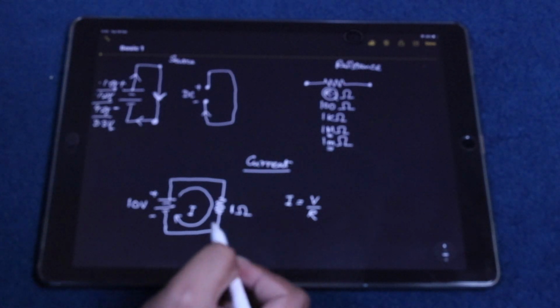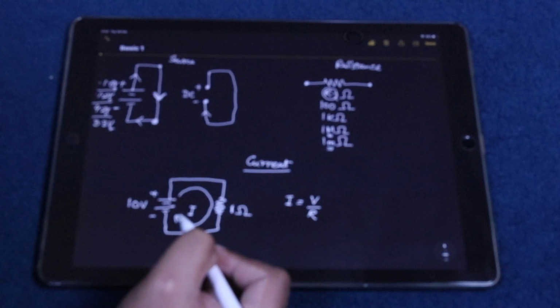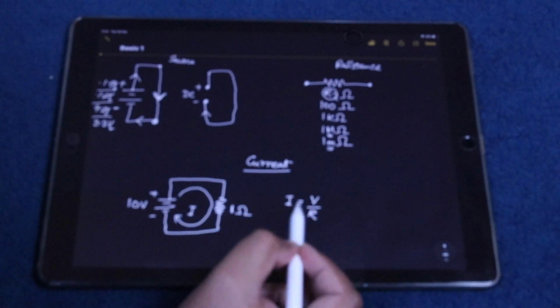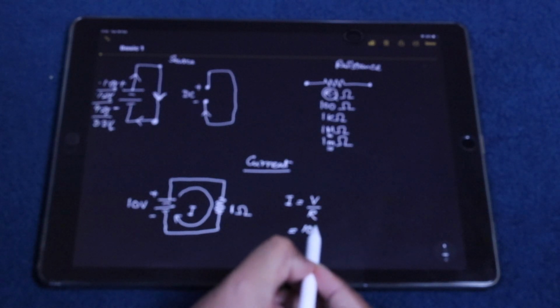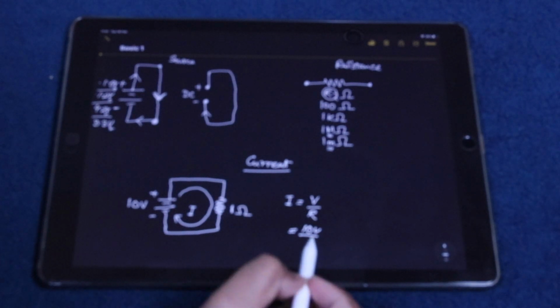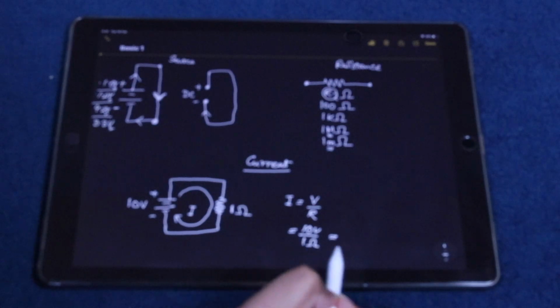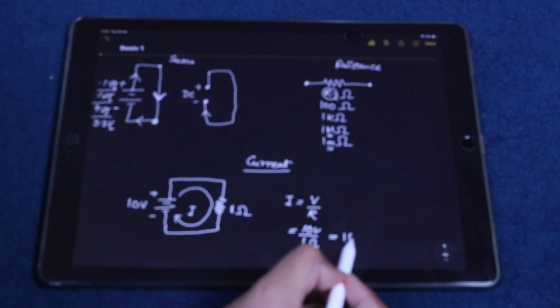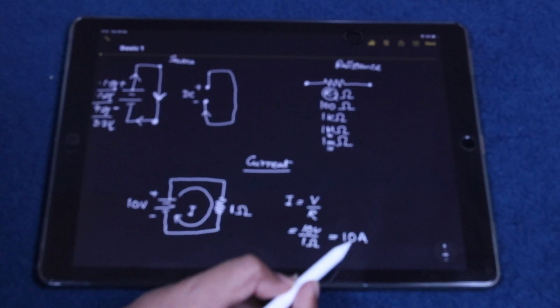Okay. So in this circuit, let's figure out what is the current flowing, right? So let's see, what is the voltage here? 10 volts, correct. What is the resistance in this circuit? 1 ohm. So if you divide 10 by 1, you get 10. So the current that should flow in this circuit is 10 amps.